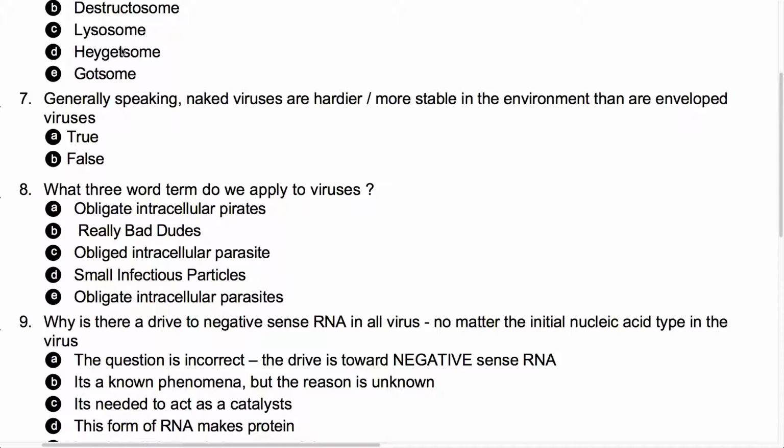And if you could explain those 3 terms, why are they obligate? They require a cell to go into. Okay. Intracellular, they go inside cells to do that. And parasites, they really don't contribute much.